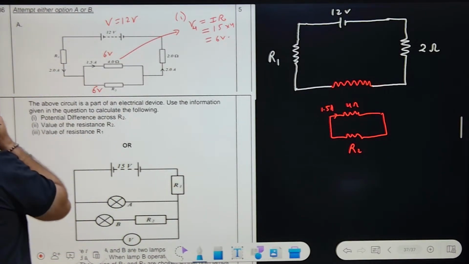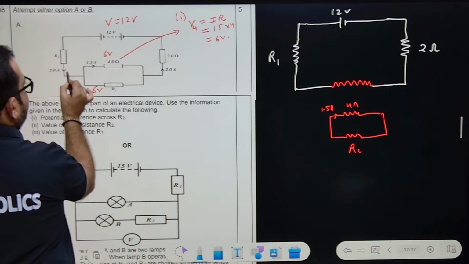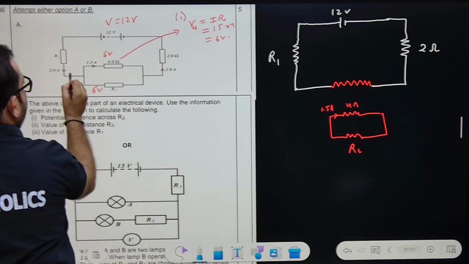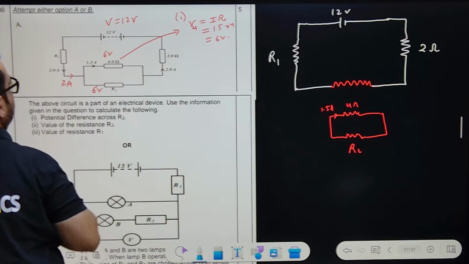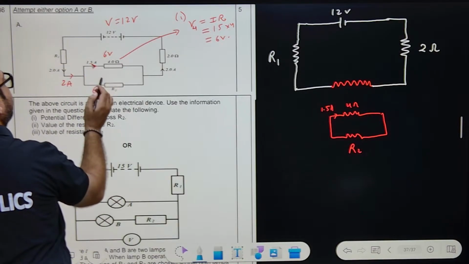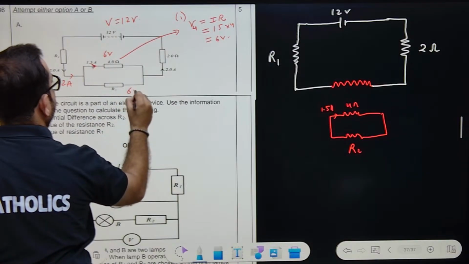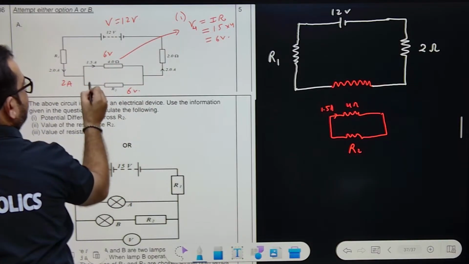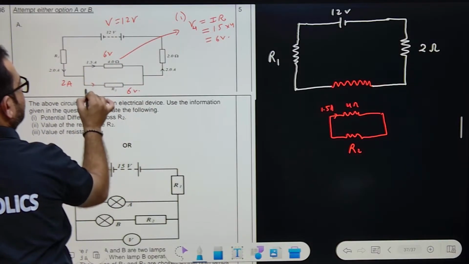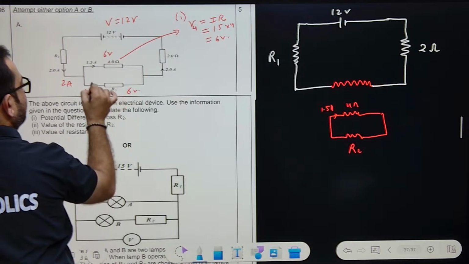If 2 amperes is the total current coming right here, 2 ampere is coming here. See, 2 ampere. Here it's going 1.5 ampere. It is 6 volts. Remaining will be what? 2 minus 1.5? 0.5 ampere will be going across this.